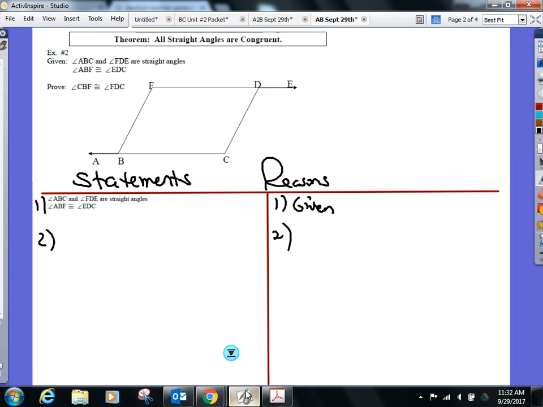Let's make a plan before we start writing down a bunch of mumbo jumbo that may not make sense. So we are given these two angles are congruent, ABF and EDC. And does everyone see the two angles I need to prove congruent? CBF, this angle right here, and FDC, this angle right here. So everyone see the two angles I need to prove congruent.